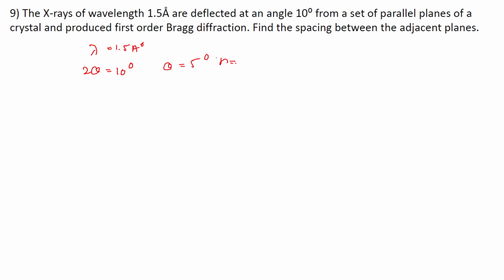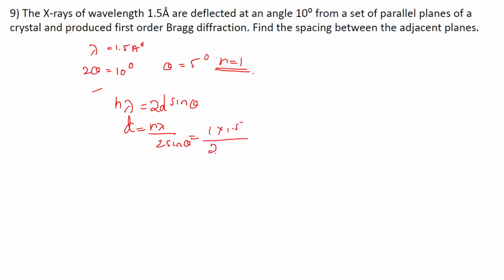Now n is equal to 1, the first order Bragg diffraction. So you just have to use Bragg's formula. n lambda is equal to 2d sin theta. So you will get d is equal to n lambda divided by 2 sin theta. So it will be 1 into 1.5 divided by 2 into sin 5 degrees. So it will be 8.6 angstrom. So your d value will be 8.6 angstrom.